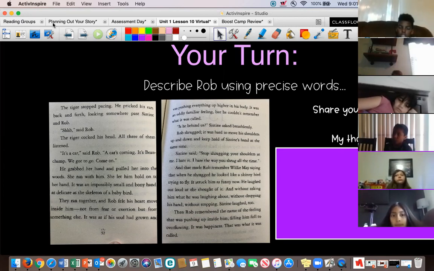Sistine said, stop shrugging your shoulders at me. I hate it. I hate the way you shrug all the time. And that made Rob remember Willie Mae saying that when he shrugged, he looked like a skinny bird trying to fly. It struck him as funny now.